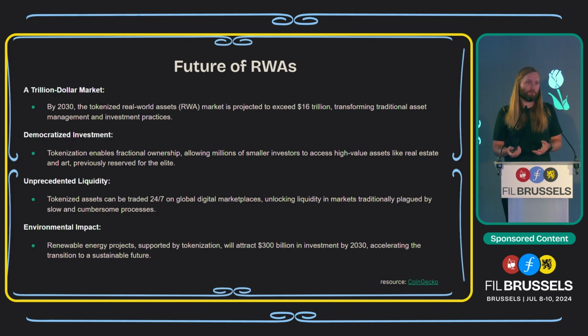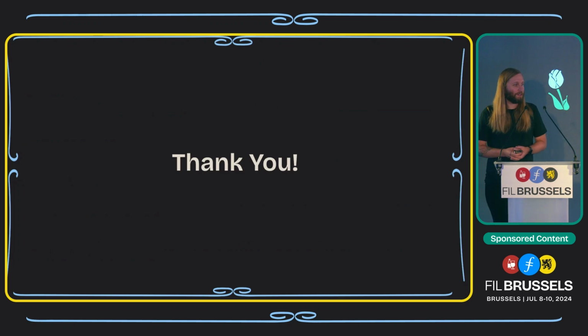And then environmental impact. Again, renewable projects, supply tokenization will attract $300 billion investment by 2030. And it will accelerate the transition to a sustainable future. When you know that you're purchasing a carbon credit and it's provable on chain, corporations will have more incentive to do so. And that's just a need that we have in the world. So I'm very excited to see that future. That's everything about RWAs.